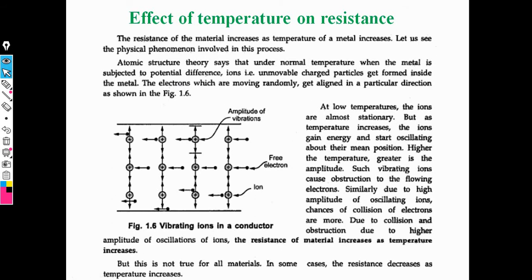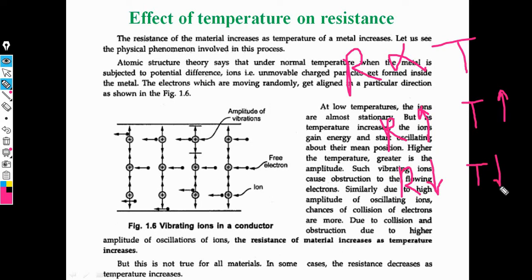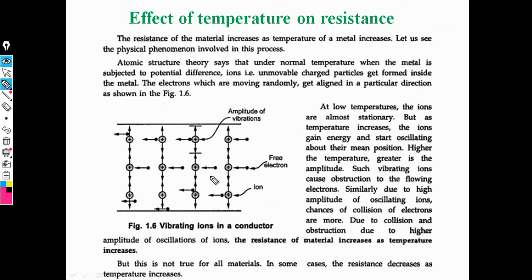The next point is the effect of temperature on resistance. Resistance is directly proportional to the temperature. When the value of temperature increases, the value of resistance also increases, and when the value of temperature decreases, the value of resistance decreases, because both are directly proportional to each other. Now this is the conductor, in which the free electrons and positive ions move.